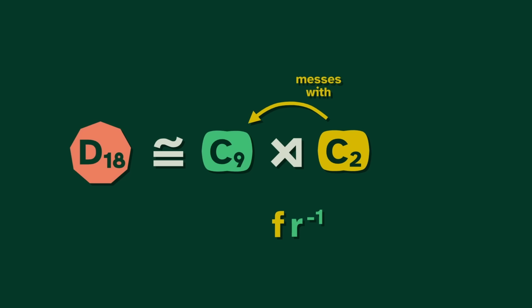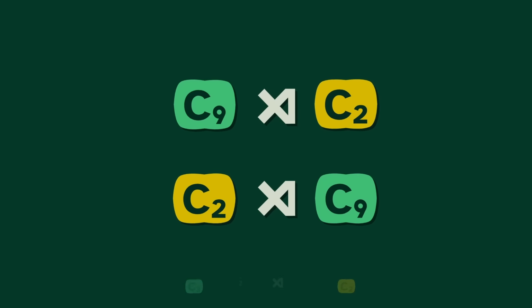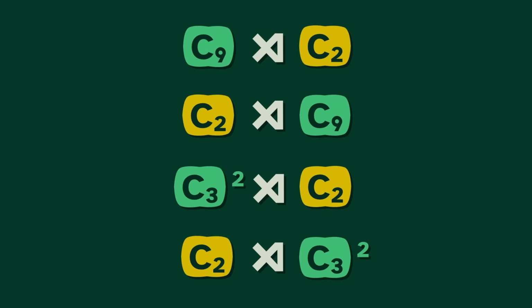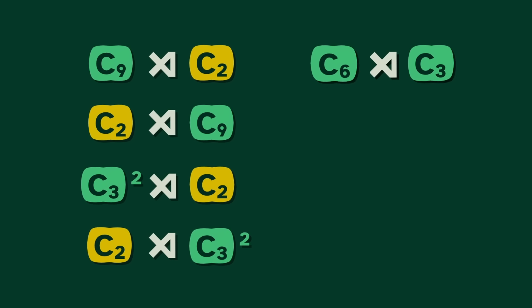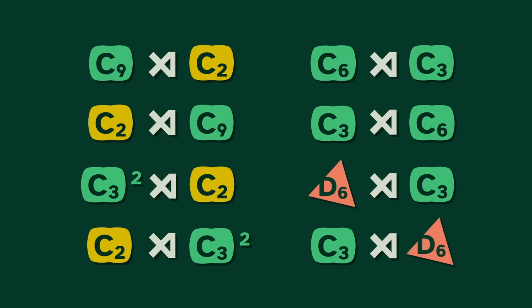Which means we can make non-abelian groups out of abelian groups. Exactly. And it also means that we have to be careful about the direction. C9 messed up by C2 could be different from C2 messed up by C9. We need to check both cases. So then we should also check C3 squared semi-times C2 and C2 semi-times C3 squared, and then C6 and C3, C3 and C6, D6 and C3, and C3 and D6. Wow, that's a lot. But wait, there's more.